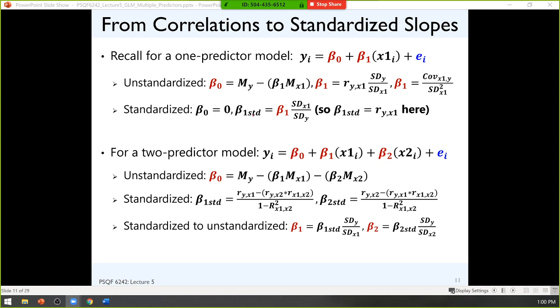The common part, the part that the predictor variables have in common, is not attributed to any one slope. It is in the R-square though.